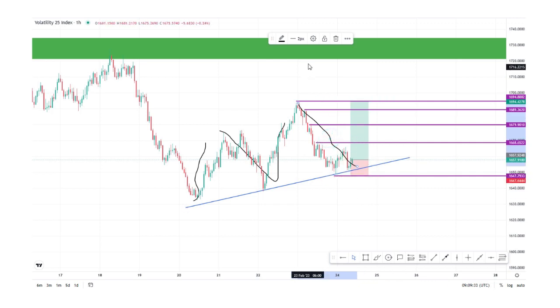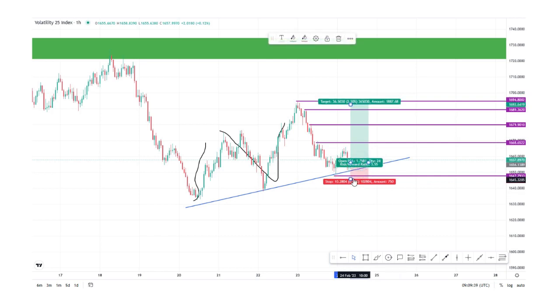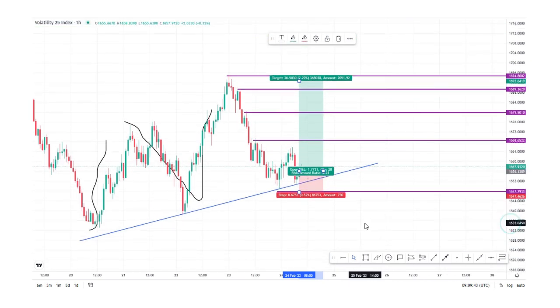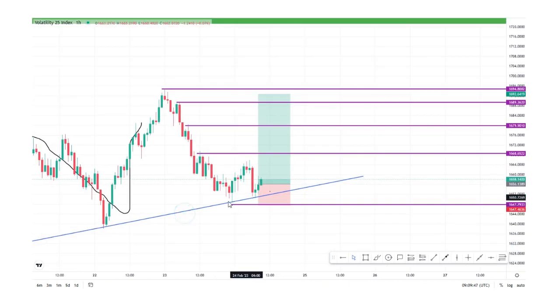Then what I used to enter this trade, the exact point I made entry on this trade, is I used the 1 hour time frame. At this point the price gave me a signal, which is the double bottom right here.